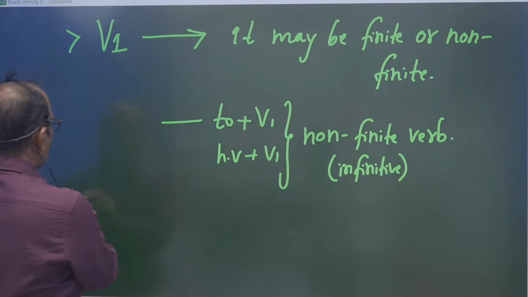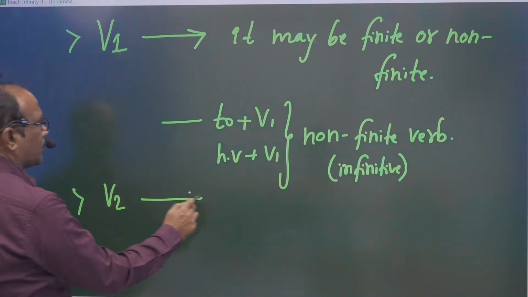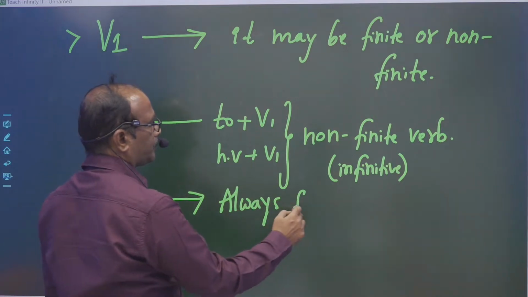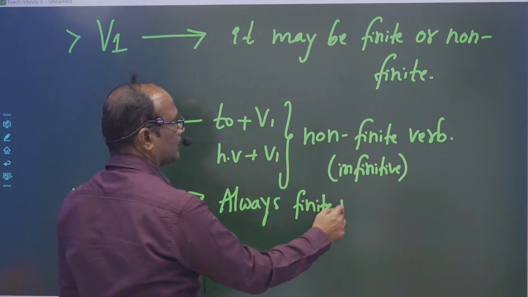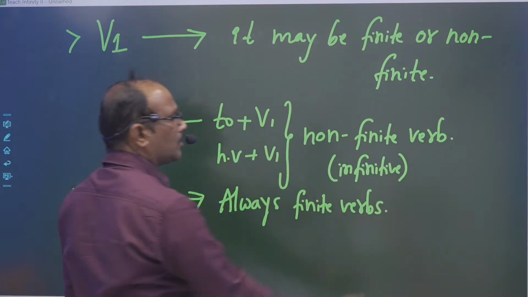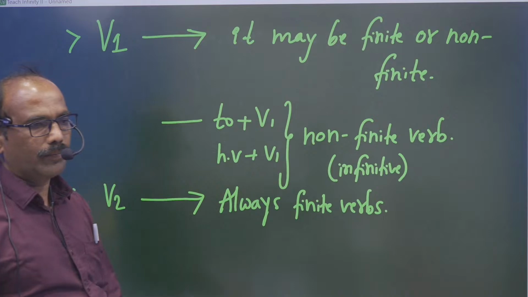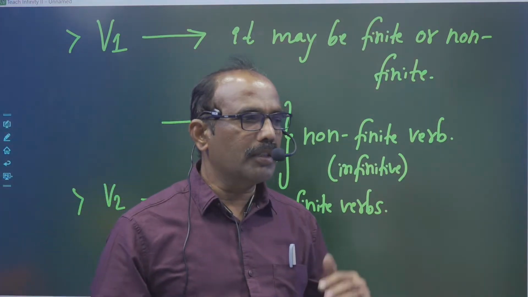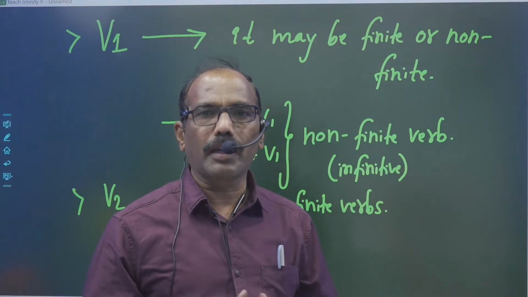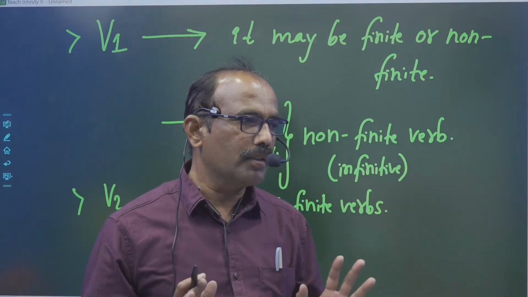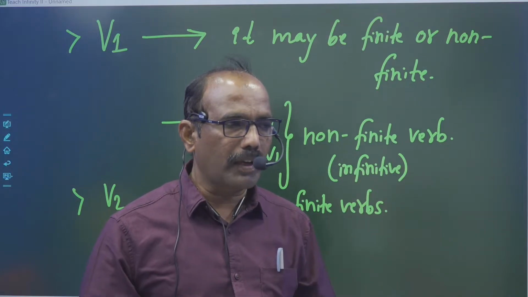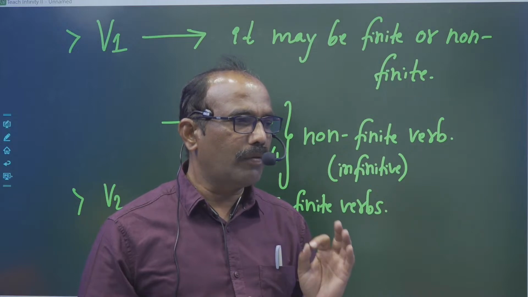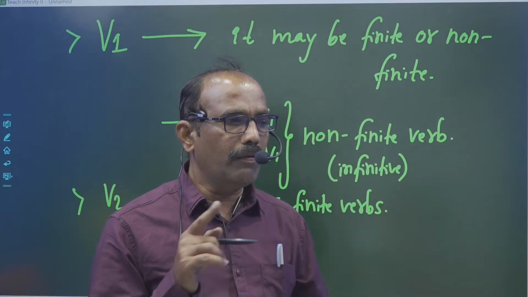And all V2 forms of verbs are always finite verbs. So this is to be remembered to be very short. In a nutshell, all the helping verbs, whether it is primary auxiliary or secondary auxiliaries, they are considered as finite verbs. ಅವು ಏನಾಗಿವೆ? Finite verbs ಆಗಿವೆ.